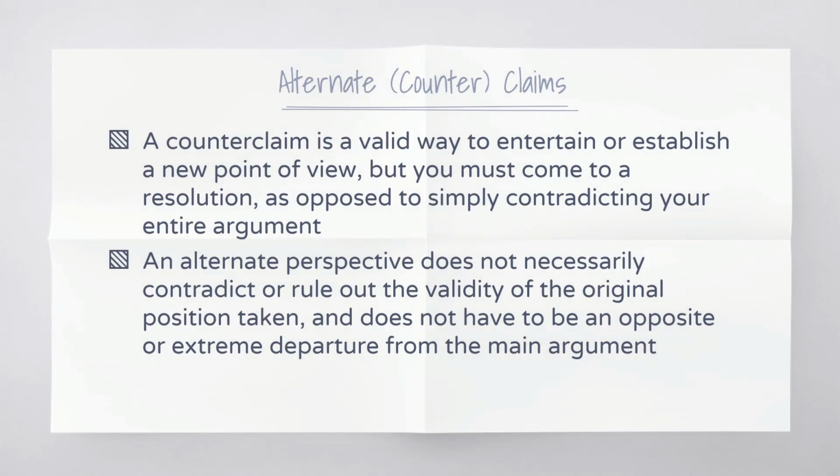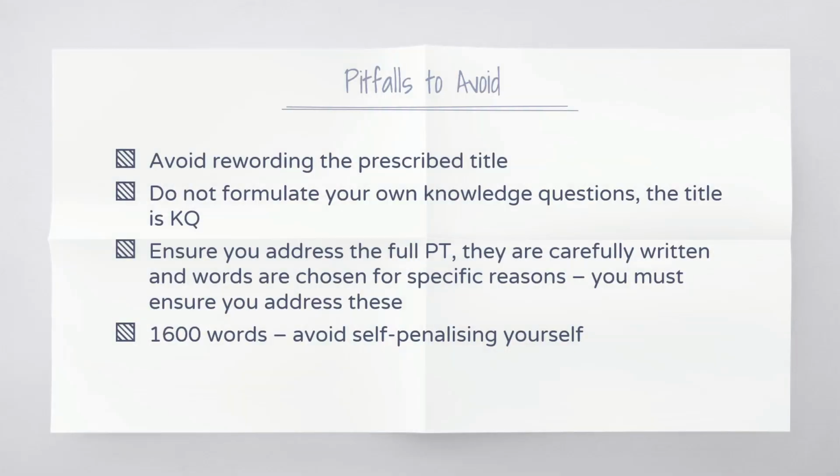Your alternate or counterclaim should be a way to entertain and establish a new point of view. You need to make sure that you are considering and have an awareness and evaluation of different points of view. So I would again dissuade you from simply contradicting your particular argument. An alternate perspective does not necessarily contradict or rule out the validity of your original position, and does not have to be an opposite or extreme departure from the main argument. So it should be an alternate or differing perspective.